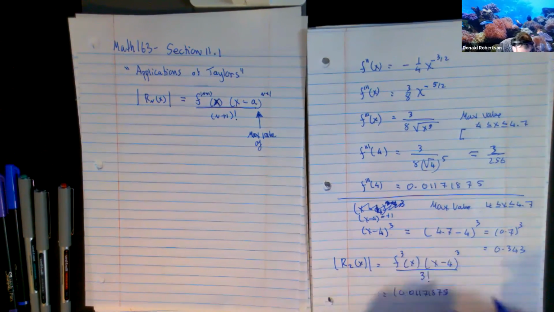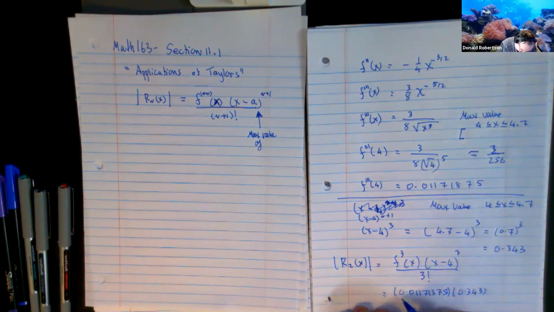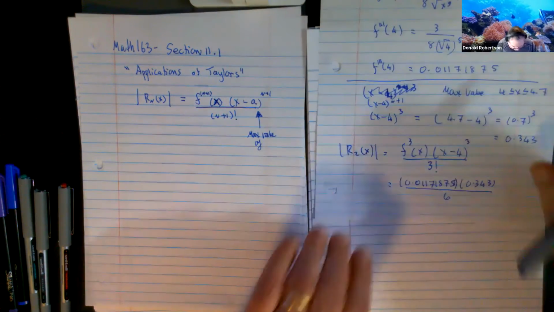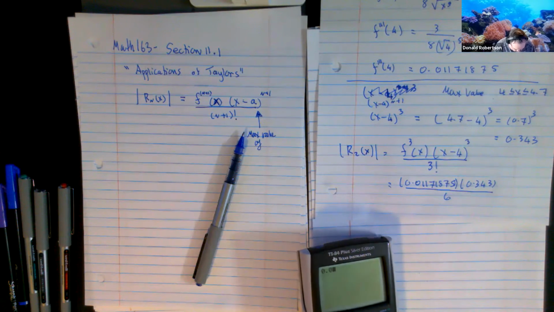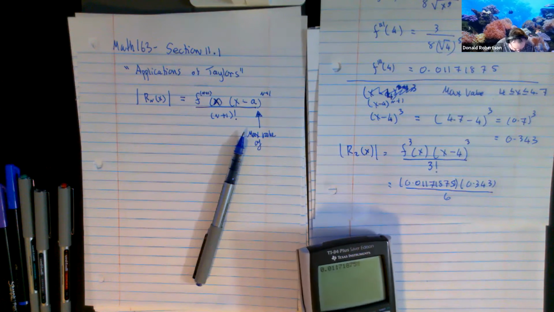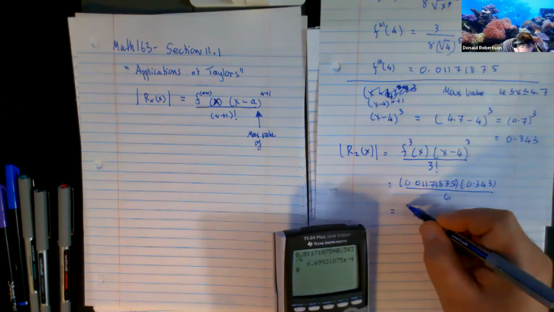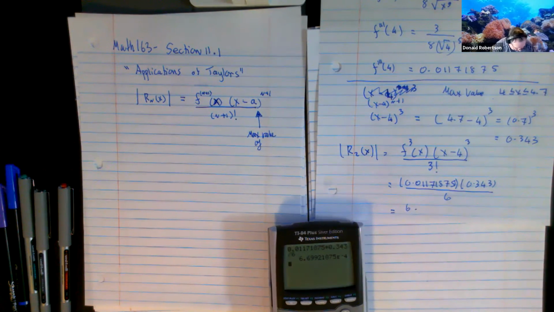This guy is him. And 3 factorial is 6. So here goes. 0.01171875 times this fella, 0.343 divided by 6. And I get the answer 6 point, oh, how accurate do they want this? Good grief, 6 decimal places.